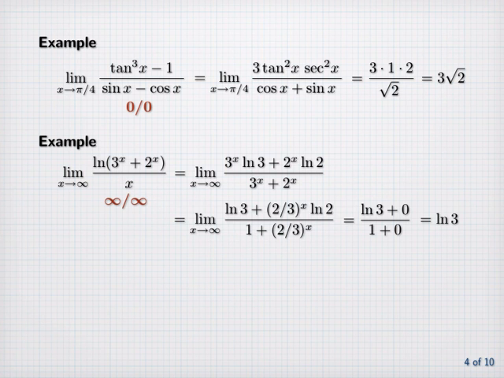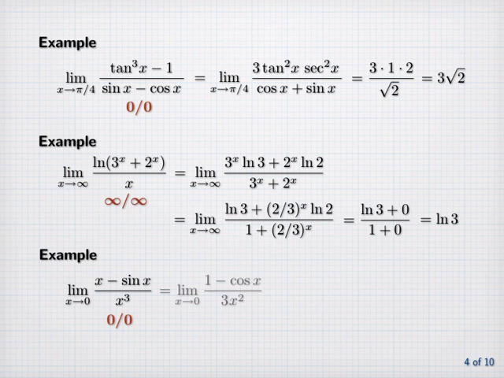Another example. Let's take the limit as x goes to 0 of (x minus sine x) divided by x cubed. Let's first notice that the numerator and denominator both approach 0. So let's apply L'Hopital's rule. This is the limit as x goes to 0 of (1 minus cosine x) divided by 3 times x squared. And now we still have a 0 divided by 0 form. So let's apply L'Hopital's rule again.